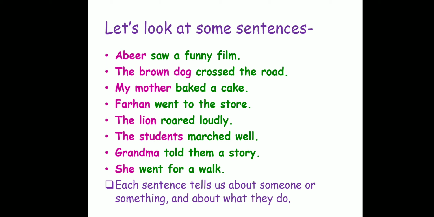Like in the first sentence, we are talking about the boy called Abir, and we are saying that Abir saw a funny film. In the second sentence, we're talking about the brown dog. Okay, so a brown colored dog, we're talking about the dog. And we're saying that the dog crossed the road. So we're saying what did the dog do? Likewise, in all the sentences, we're talking about someone or something. Now, let us solve the mystery of why are some words in pink and the others in green in the next slide with another example.